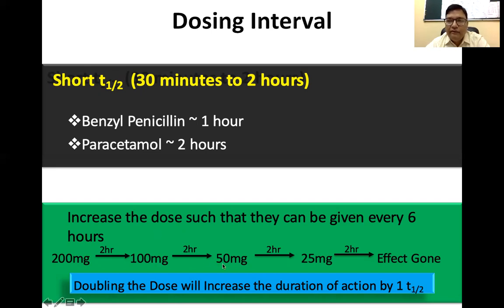For example, if a drug's effect is gone after 2 hours, what we will do is give 3 times the dose: 50, then 100, and then 200. So we will give the drug in a 200 milligram dose, so that after every T half the drug level falls, and it will take around 3 T half for the effect to be gone. So to make it 6 hours, we will give 3 times the dose.